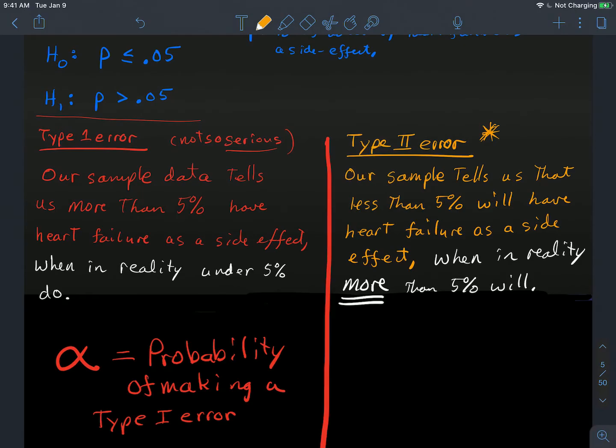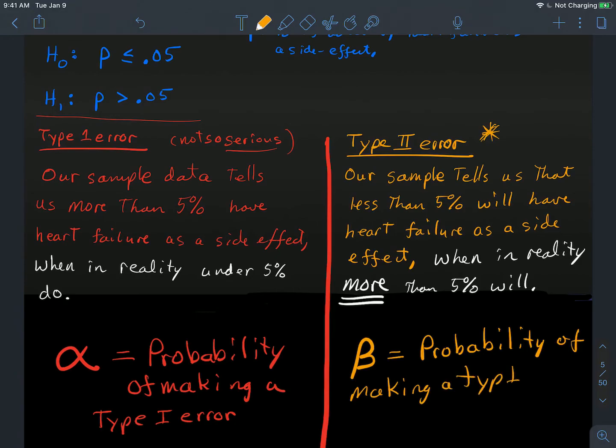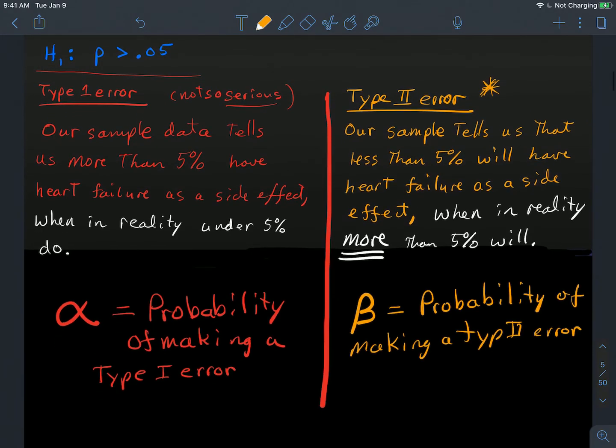And remember I told you that there was a Greek symbol associated to our type 2 error. We called this thing beta. Beta is what we represent as the probability of making a type 2 error. While we're not going to go into it in too much detail, as researchers, we typically set our alpha value. And based on our sample size, our alpha value, and some other conditions, we can actually compute our beta value as well. And so we do have some semblance of control over these probabilities of making these mistakes.